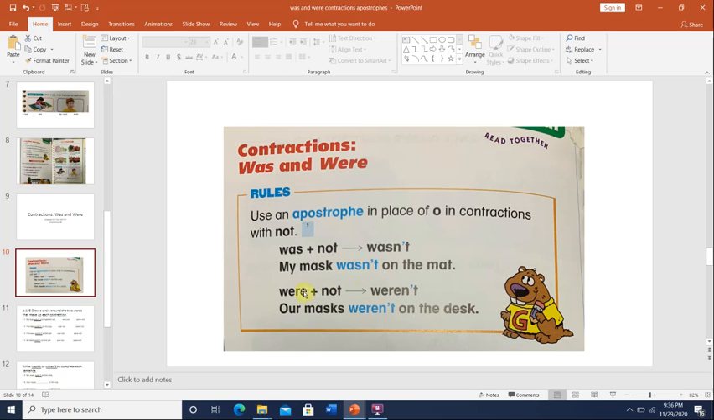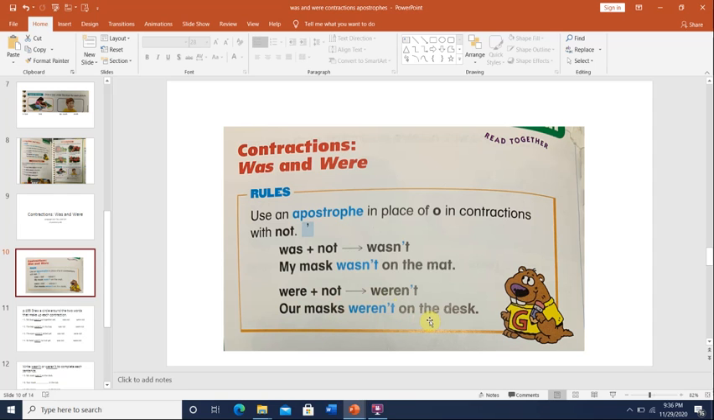Okay, what about were not? We write were plus not equals were, N, take away the O, put apostrophe, and then we add the T. Becomes weren't. Were plus not becomes weren't. Our mask weren't on the desk.